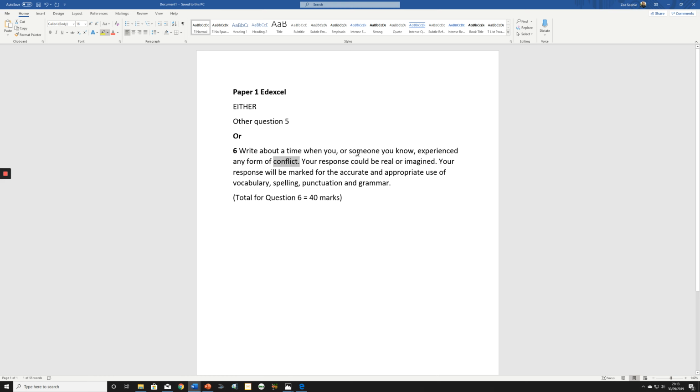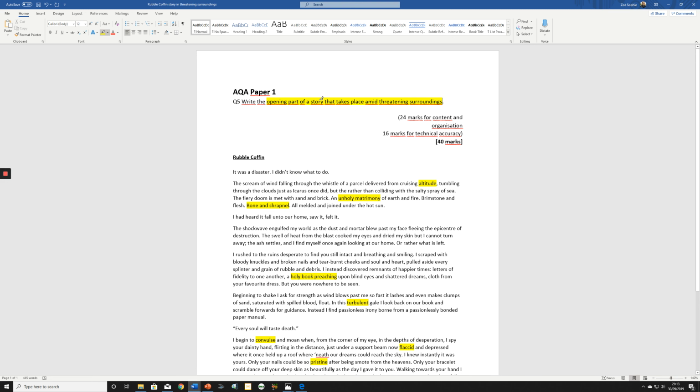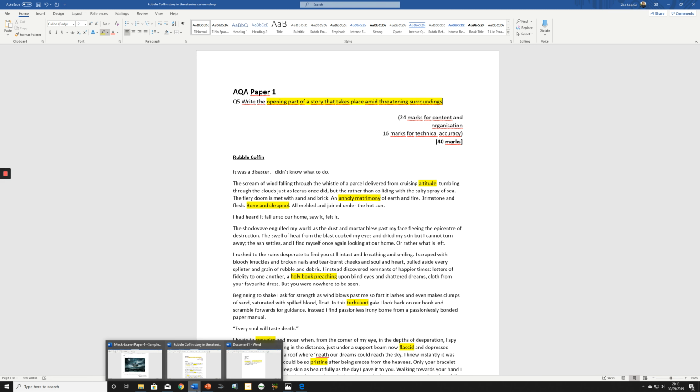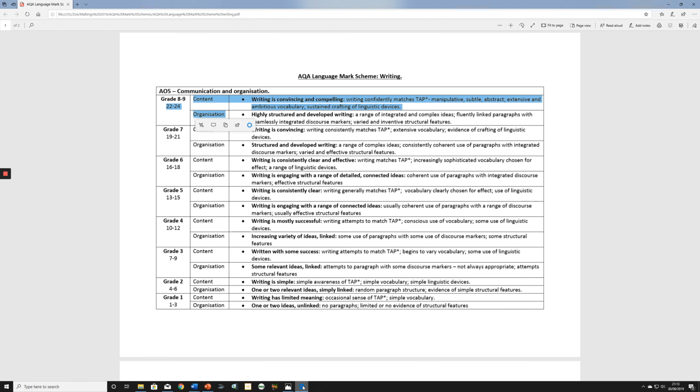And on this one, yes, that's type, audience, purpose in terms of you're writing narrative. It says write about a time. This to me is narrative. Opening part of the story is narrative. That's the purpose. Okay, so it is convincing and compelling.